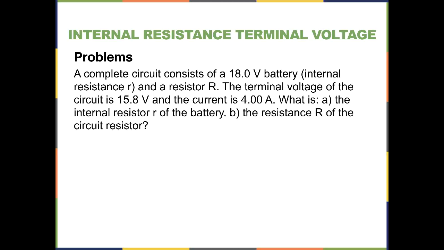The first problem says you have a circuit that consists of an 18-volt battery with an internal resistance little r and a resistor, or a load, of big R. The terminal voltage, that is V, is equal to 15.8. So you see the difference between the EMF of the battery and the actual terminal voltage. The rest is assumed to be lost to the internal resistance. The current's 4 amps. So what is the internal resistance of the battery, and what is the resistance R in the circuit?